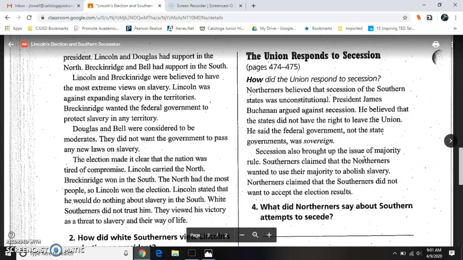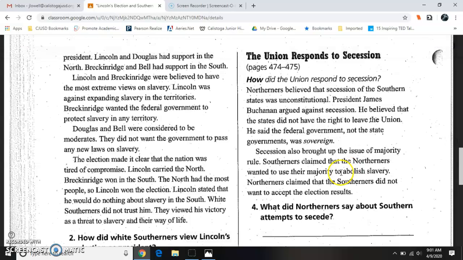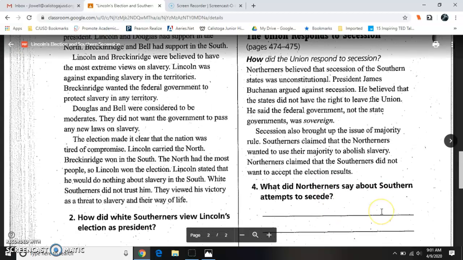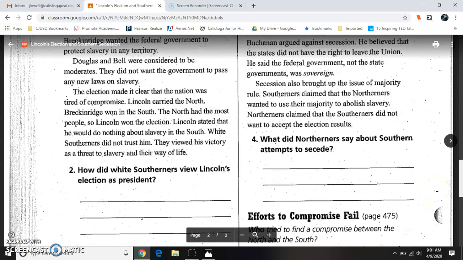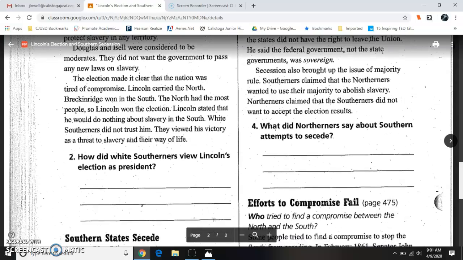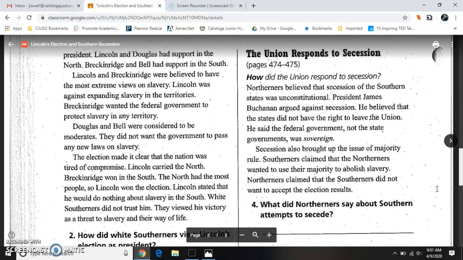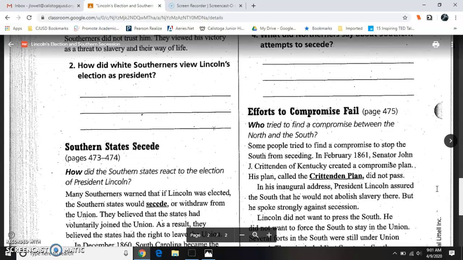Now the North is like, you can't do this. They said that once you enter into a union, you can't leave. And the South said, no, we're a country built on freedom. It's a voluntary thing. And so over the issue of slavery, the South will secede.